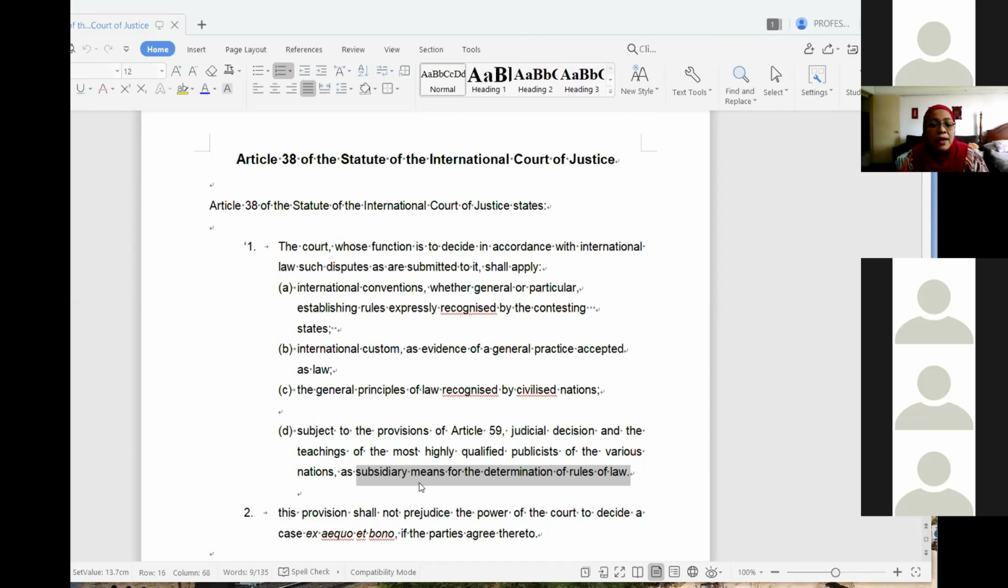Now, coming back to subsidiary means, in order for it to become subsidiary means for the determination of rules of law, it has to go through that proposal.